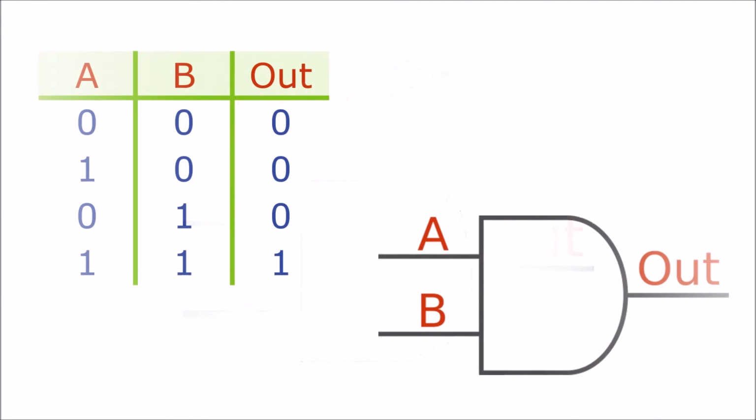The inputs of the gate can take values 0 or 1. The truth table for this gate is exactly the same as before. If either input is 0, it is like one of the switches being turned off in our circuit. The output is 0. If both inputs are 1, it is like both switches being turned on in our circuit. The output is 1.